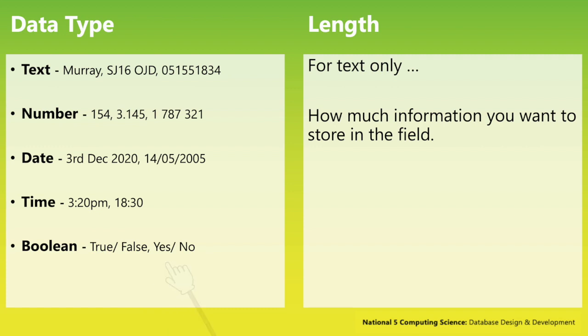Date and time are relatively straightforward, and Boolean can have two values, so true, false, yes or no. For data types that are text, we also specify a length, and this is the length of how much information we would want to store in the field.